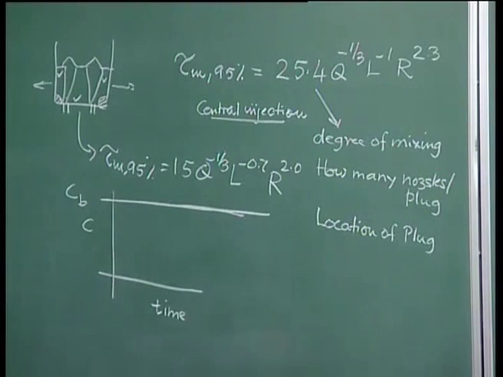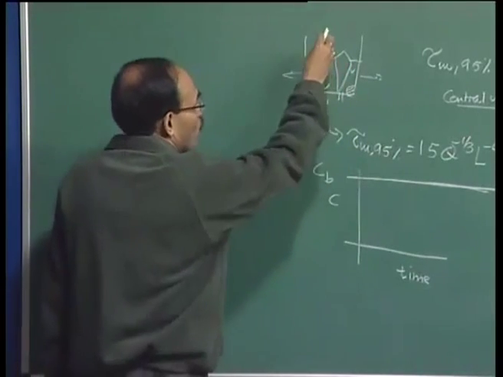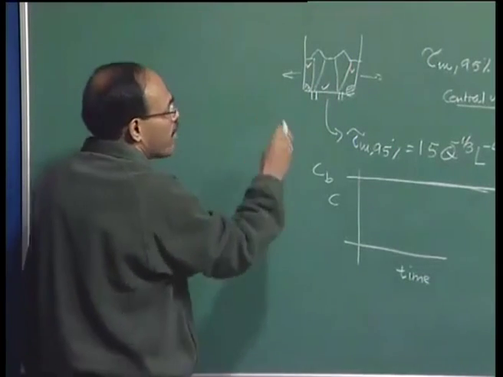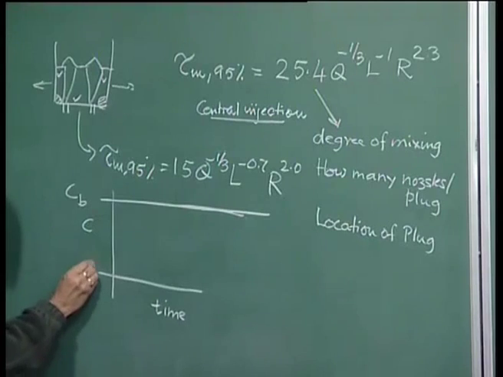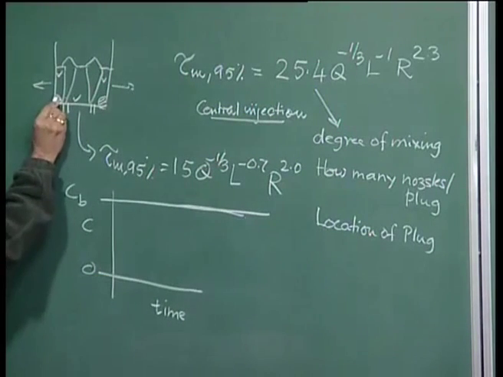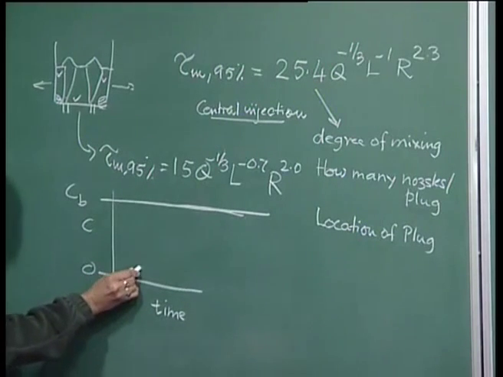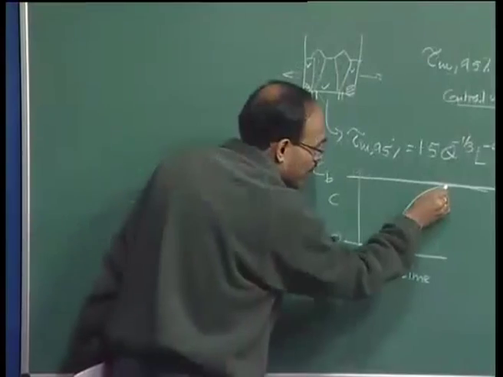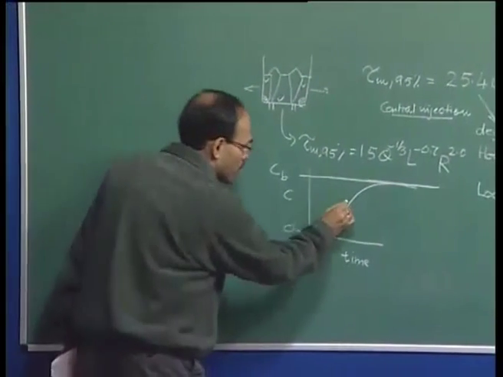Now, following the additions, for example, say I add ferroniobium into steel, and initially the steel has 0 ferroniobium concentration. If I am monitoring at this particular point, for some time the concentration will be 0, and then the concentration will build up and eventually asymptotically approach the bulk concentration line.